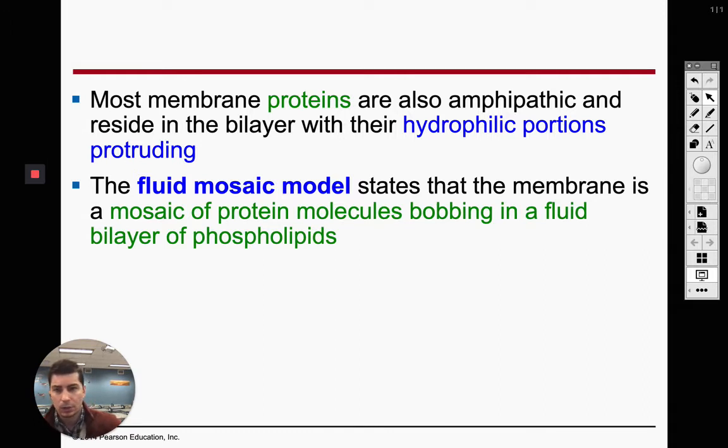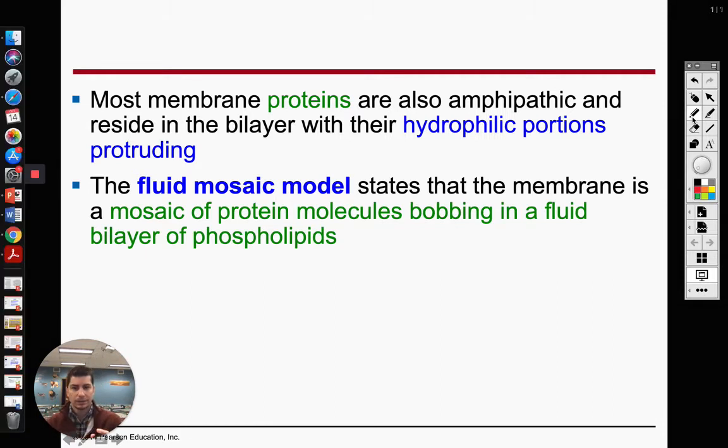Okay. Now, let me draw you something here. On our phospholipids, we're going to have two regions of it. The part that is pointing to the exterior and the interior of the cell, which is this region right here, these circles. They're pointing to the exterior and the interior. These are phosphate groups. And they are hydrophilic.